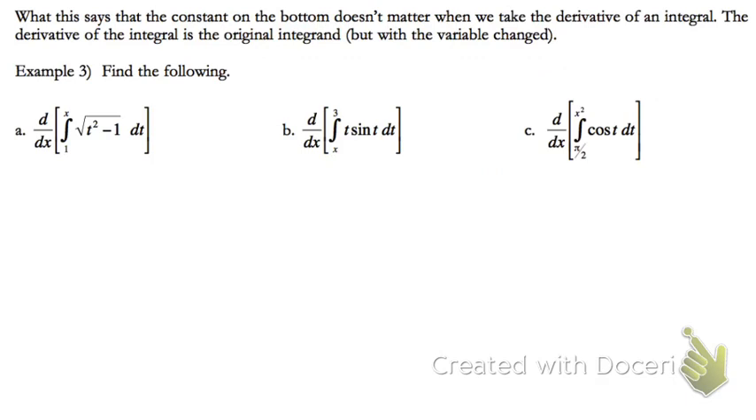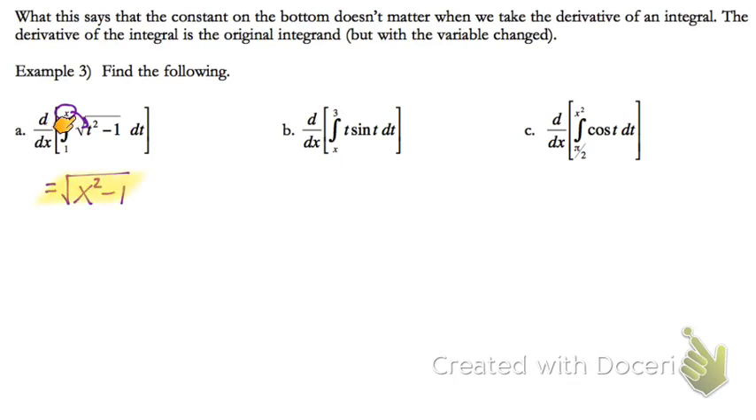So for this first one, it says the derivative of the integral of this. So remember, if we take the integral, which I'm not going to make you do, but if you take the integral of this and then take the derivative, it puts you back to where you started with. The only difference is that you're going to end up with an x in your answer. So the answer is the square root of x squared minus 1.